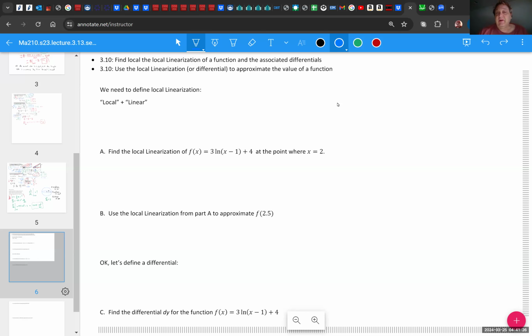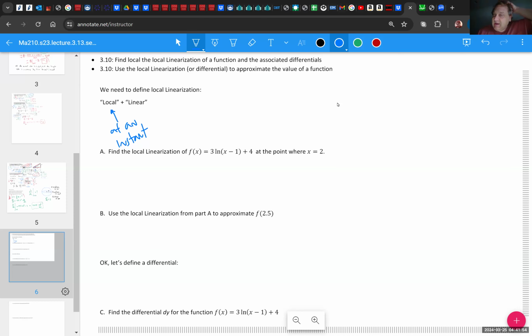The first thing is we need to start with some vocabulary. So we have this idea of local linearization. It comprises two words, local and linearization, or linear. So we need to make sure that we know what local and linear are. Local essentially means at a moment or at an instant, which means at an exact place.